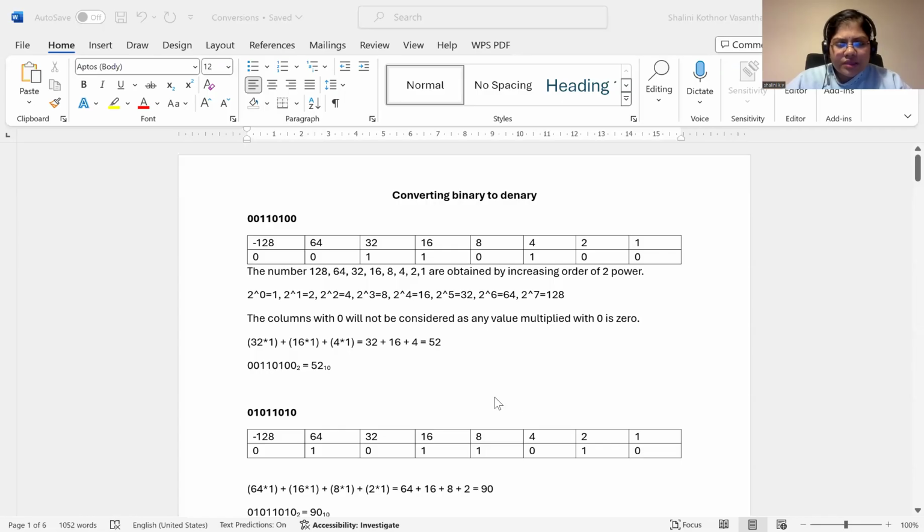So let's begin. Today's topic is about number representation and how to convert from one form to another form. I will share my screen. Okay, so let's begin.